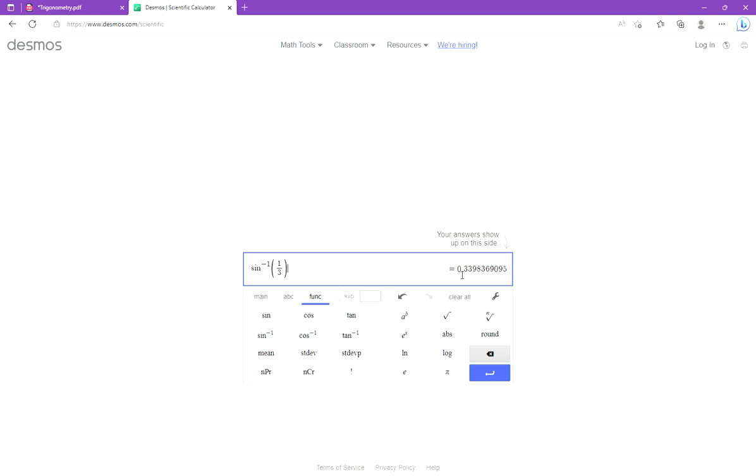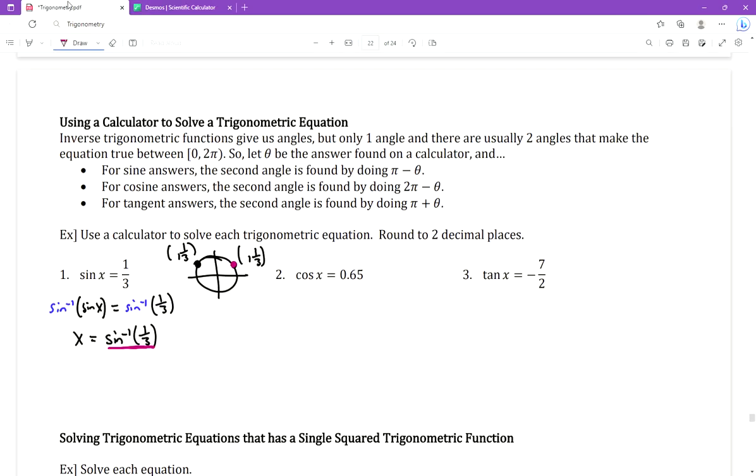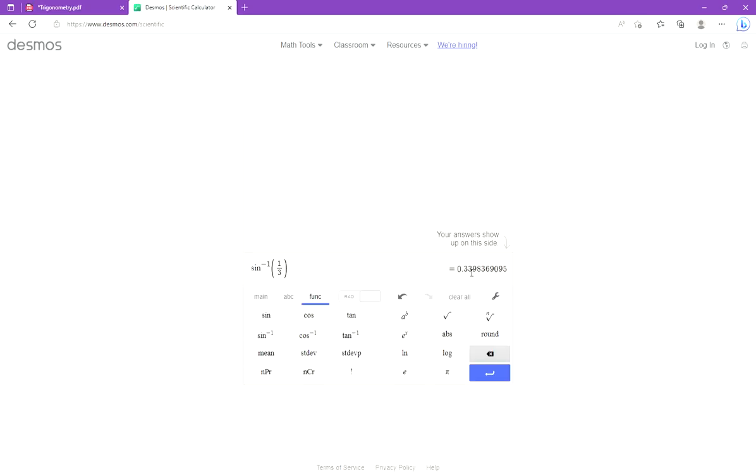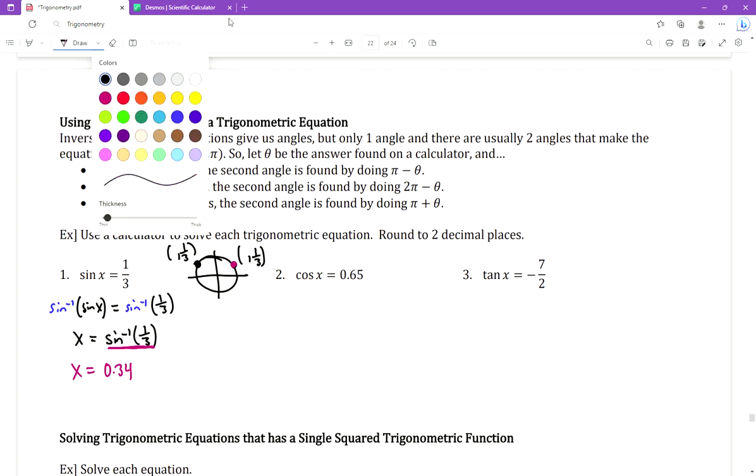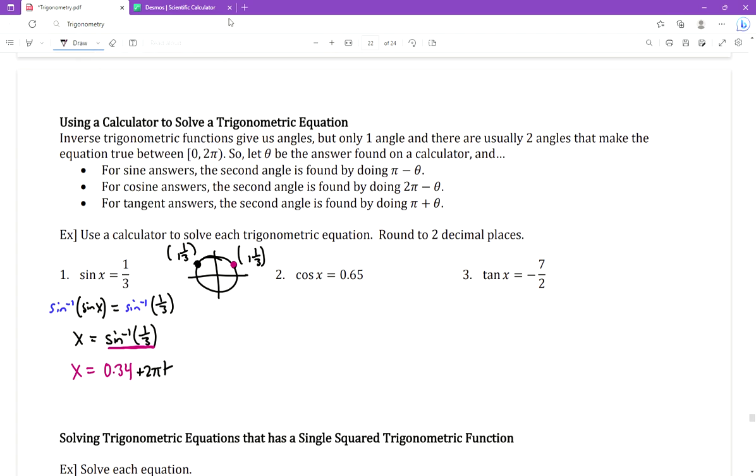So let's click radians, and let's do this to 2 decimals. We'll round this to 0.34. So 0.34 right there is that answer that's marked in the maroon, so let's keep it in maroon. Just like the other problems, if we're solving for a trig function, we know we will add 2 pi k to this answer eventually, so might as well do it now. So plus 2 pi k.